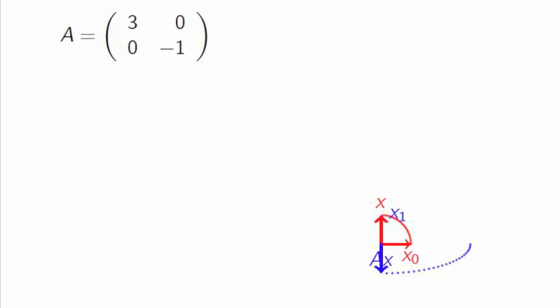Now if we go on, we notice that when x points in the direction of the first eigenvector, x0, which is associated with the eigenvalue 3, then again x and A times x point in the same direction, except that A times x is now exactly the vector x multiplied by 3.